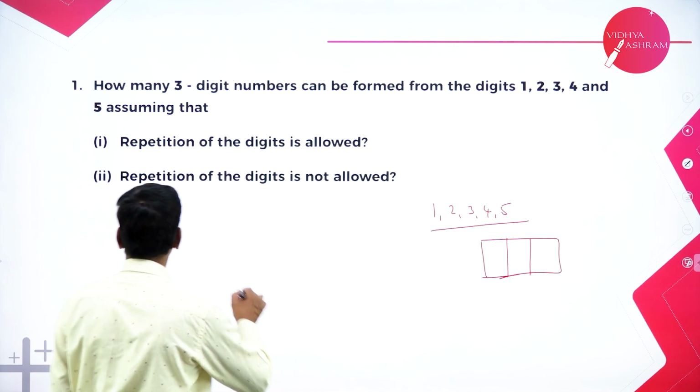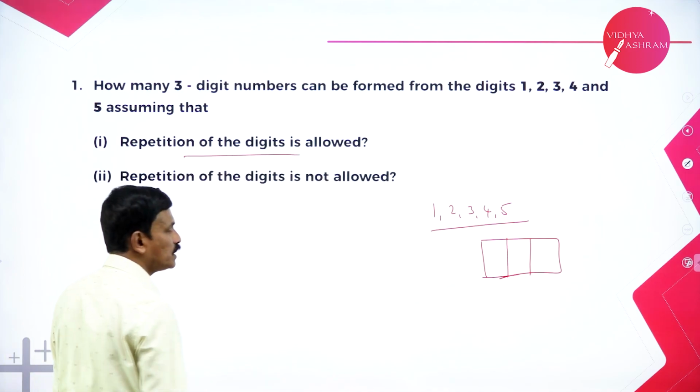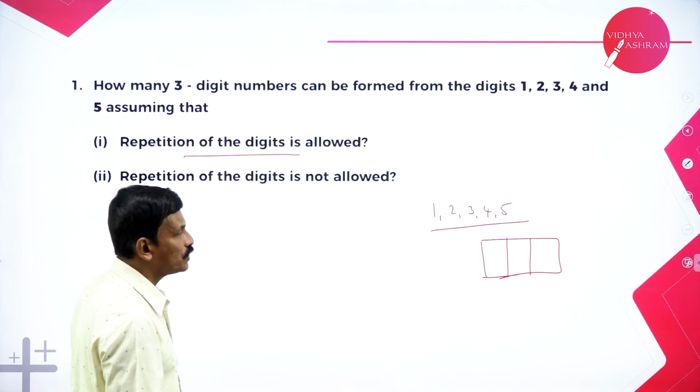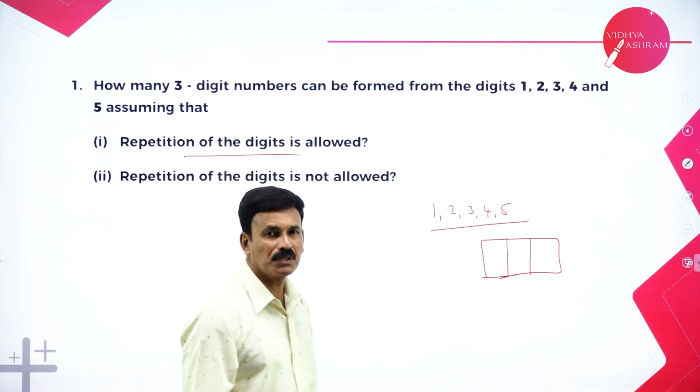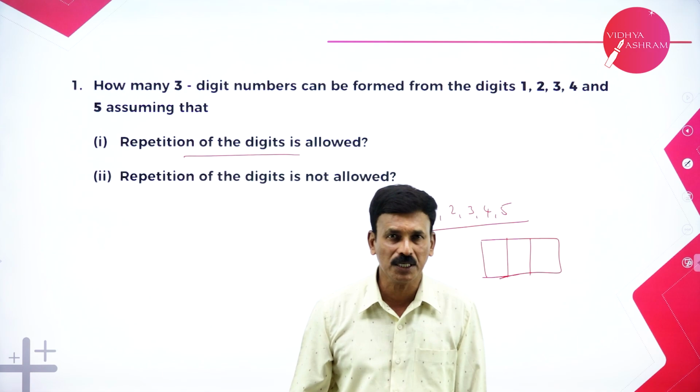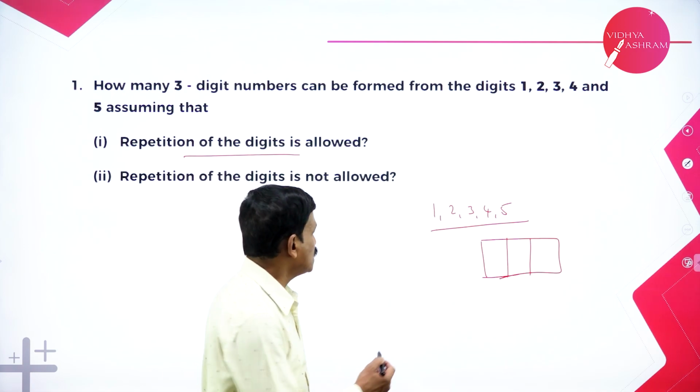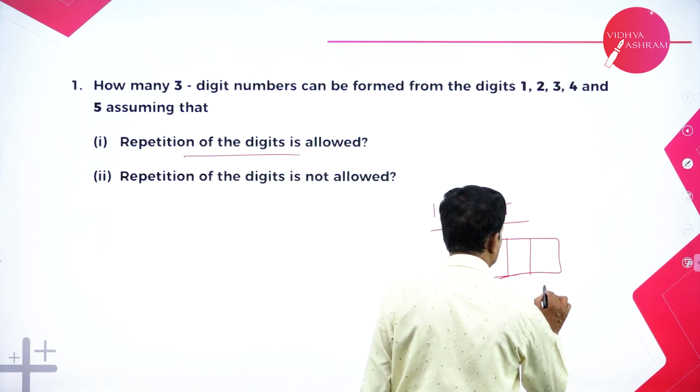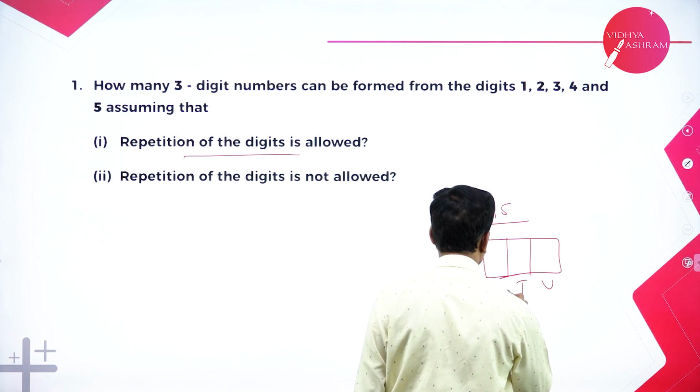First condition, what is the condition? Repetition of the digits is allowed. So you can repeat the digit. Now, if the repetition is allowed, this is the unit place, 10th, 100th.